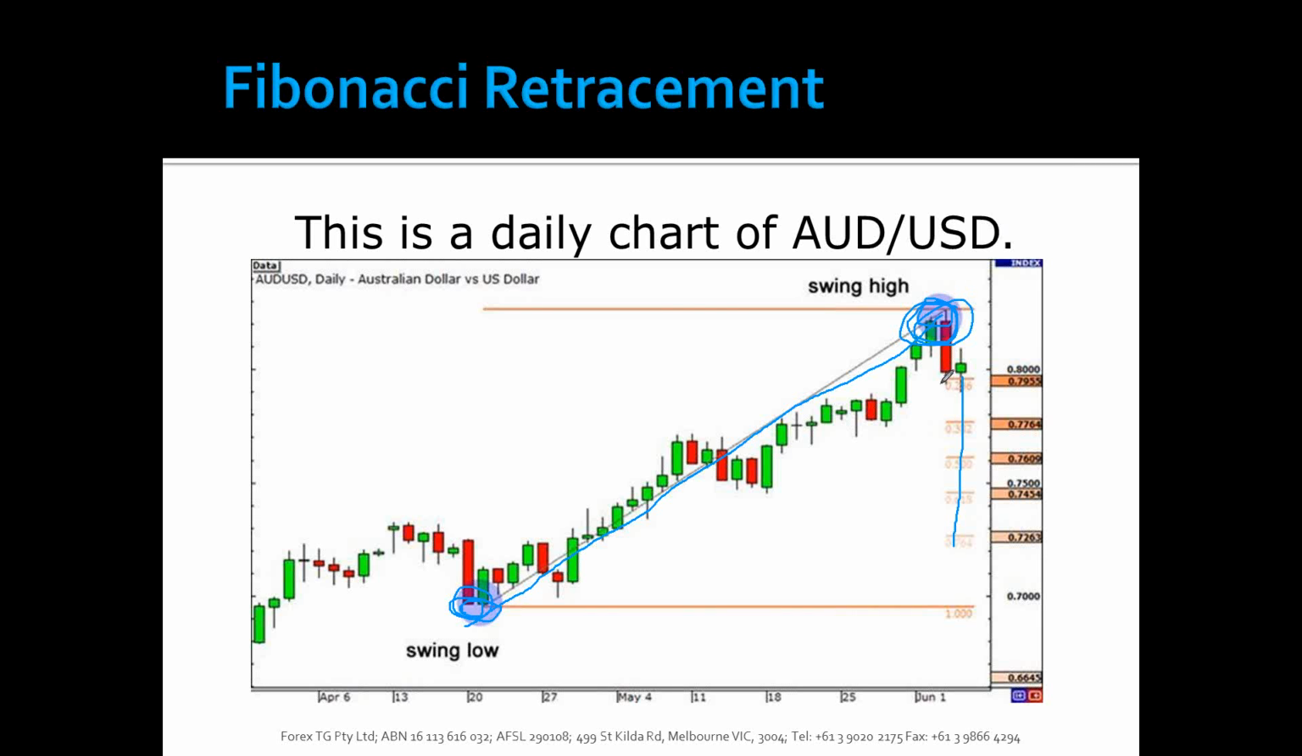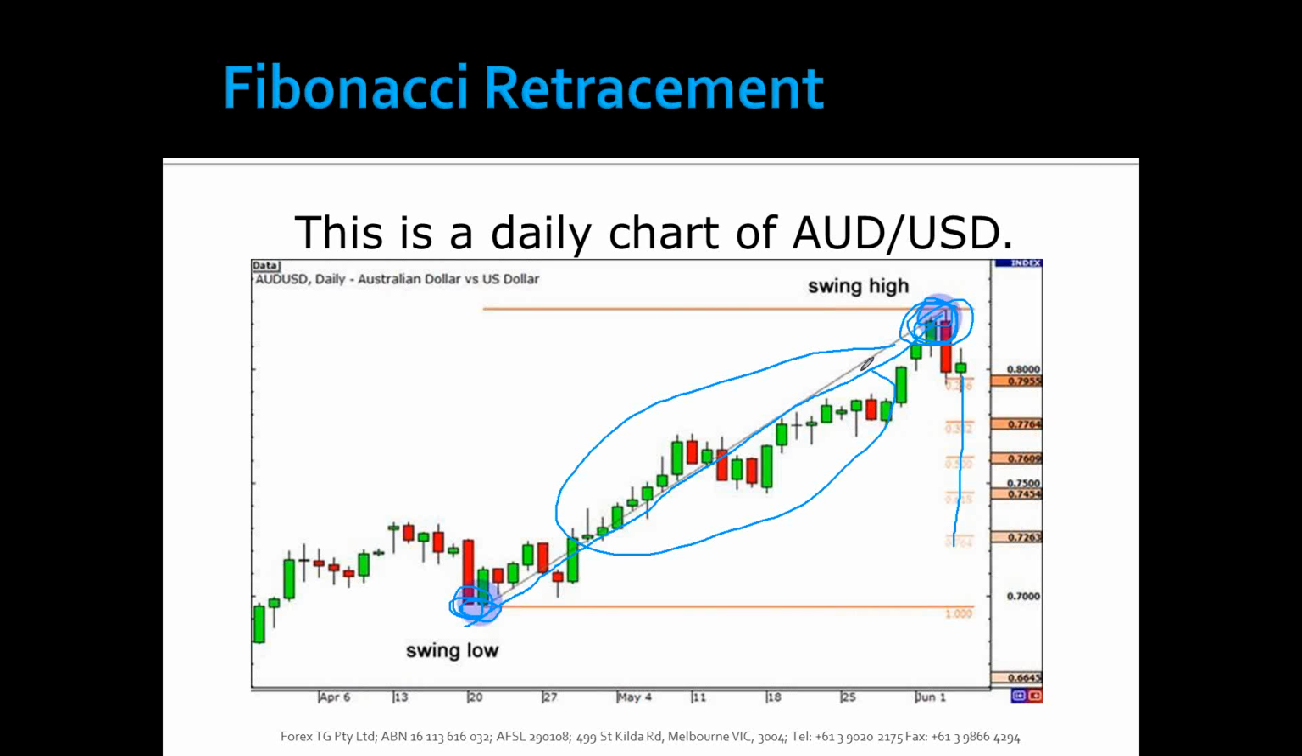The first thing you should know about the Fibonacci tool is that it works best when the market is trending. So this is a trend that you're seeing across here. The idea is to go long or buy on a retracement at a Fibonacci support level when the market is trending up, and to go short or sell on a retracement at a Fibonacci resistance level when the market is trending down.